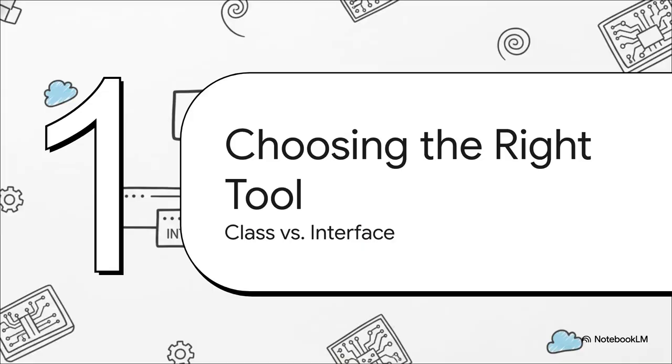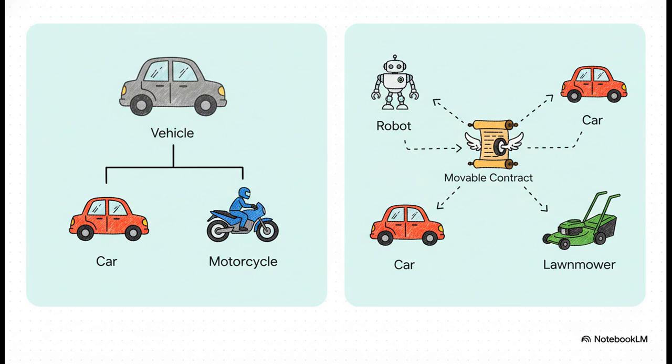So this, of course, leads to the classic question that every Java developer asks at some point: okay, which one do I use? When do I pick an abstract class, and when do I pick an interface? They seem kind of similar, but their real purpose is actually very different. Here it is. This is the crucial distinction.